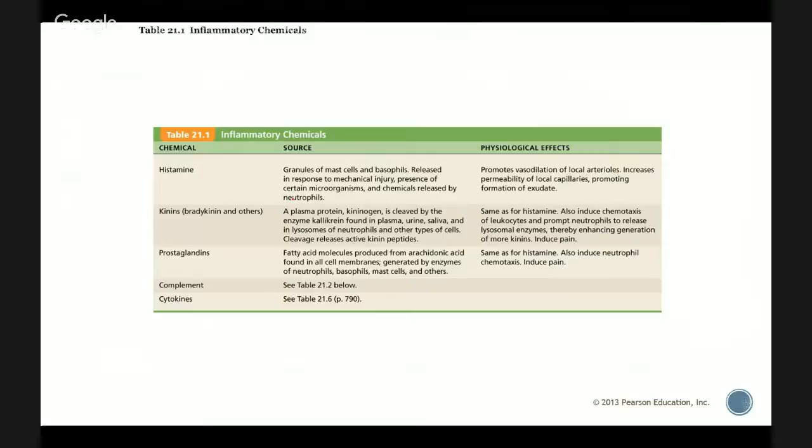So related to inflammation are the chemicals that may be released to aid in the process of inflammation. We have chemicals such as histamines. Histamines are going to be released in response to actual physical mechanical injury of the tissues.